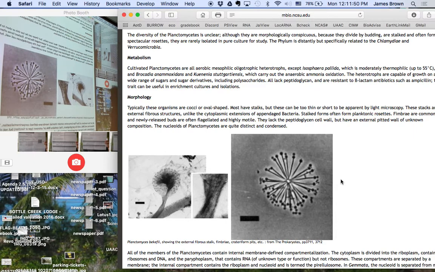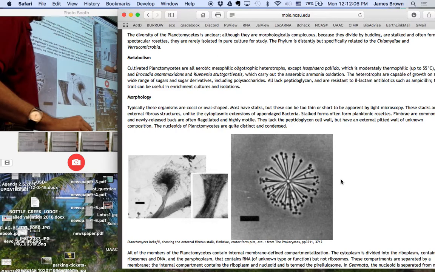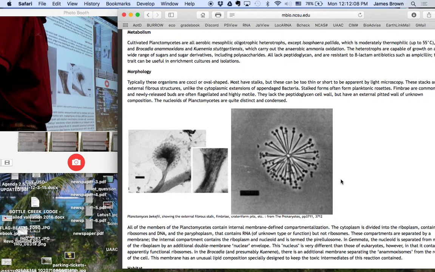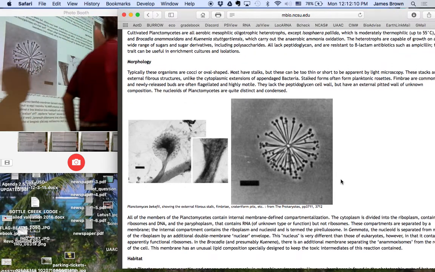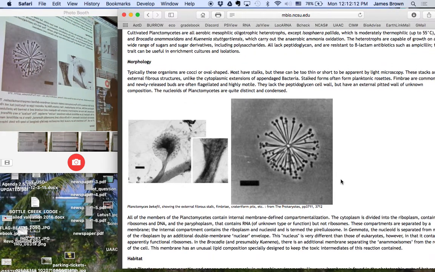They lack peptidoglycan, so they're naturally resistant to beta-lactam antibiotics, but they stain gram-positive all the same. It has to do with their cell structure, which is pretty weird. So this picture of Planctomyces bekefii is really typical.